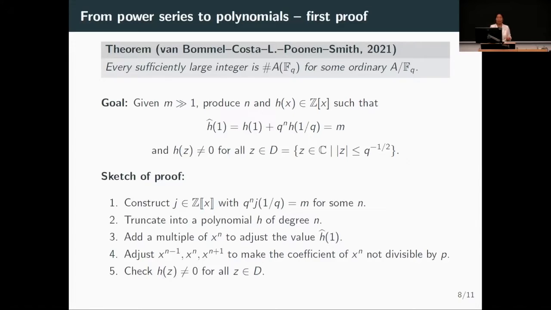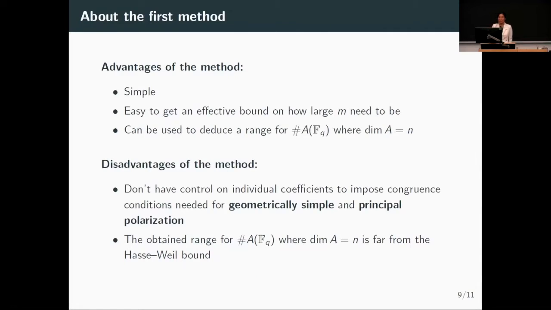The last step is to make sure my polynomial h does not vanish on the disk D, and this can be done very explicitly. I even have an example, given m equal to 1, 2, 3, 4, 5, 6, for example, over F3, where I can explicitly construct h and h hat, where h hat is a Weil polynomial, and when you evaluate at 1, you get exactly the targeting number. So it's a very effective method. The advantage of this method is that it is very simple, and it's very easy to make an effective bound on how large m needs to be.